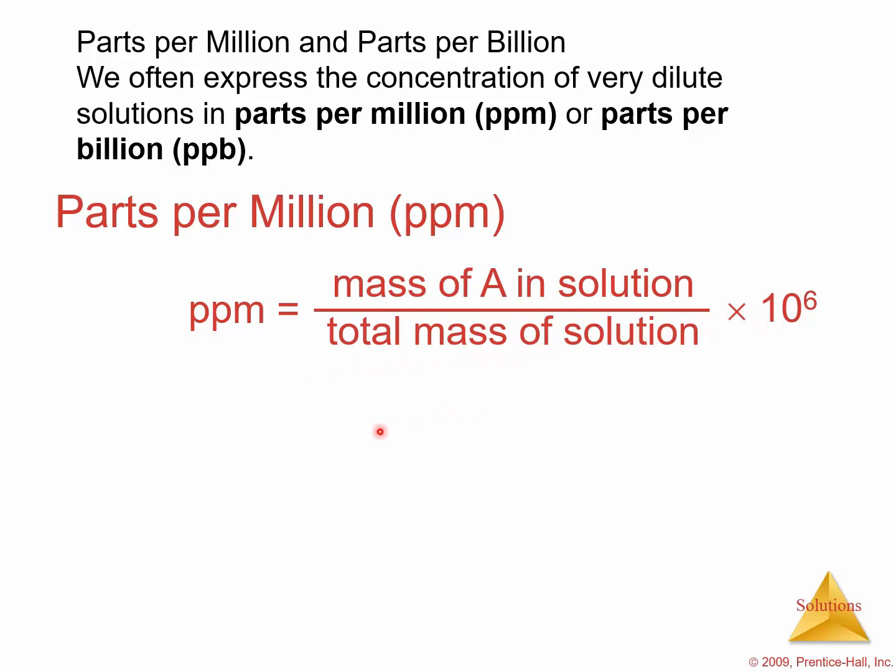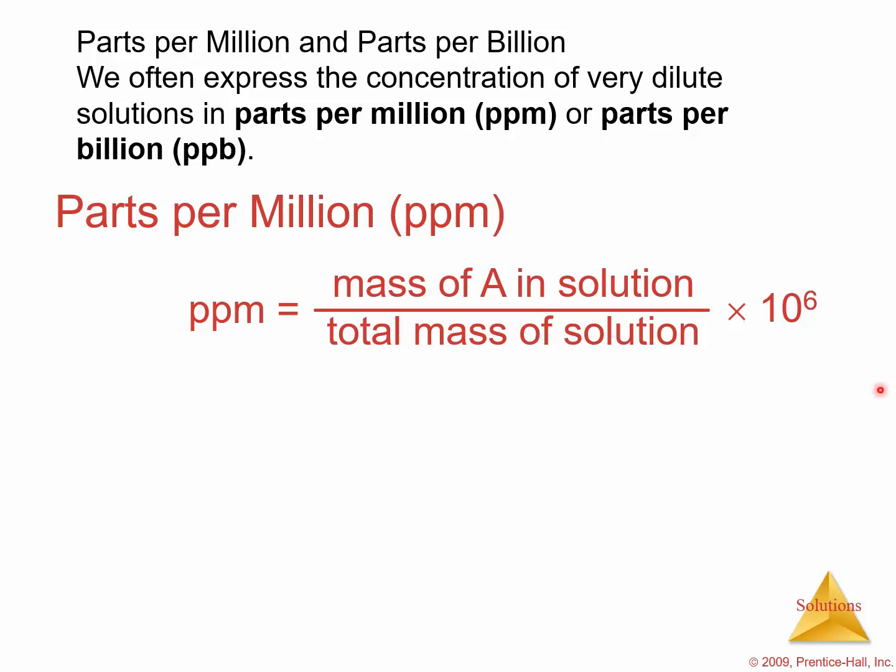A solution whose solute concentration is 1 ppm contains 1 gram of solute for each million grams of solution, or equivalently 1 milligram of solute per kilogram of solution. Because the density of water is 1 gram per mL, 1 kilogram of a dilute aqueous solution will have a volume very close to 1 liter. Thus, 1 ppm also corresponds to 1 milligram of solute per liter of aqueous solution.